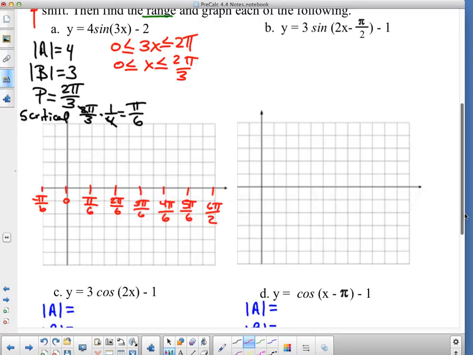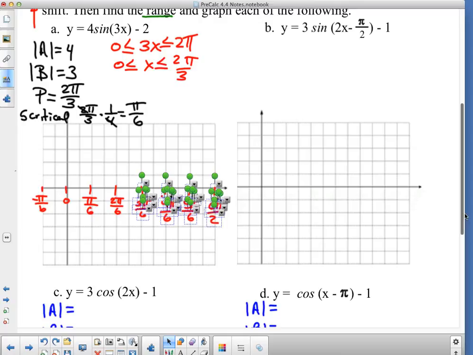But remember, my graph will repeat itself starting at 2 pi over 3, which is starting right here at this point. So at 2 pi over 3, it'll start repeating itself. And we're going to undo that real quick.